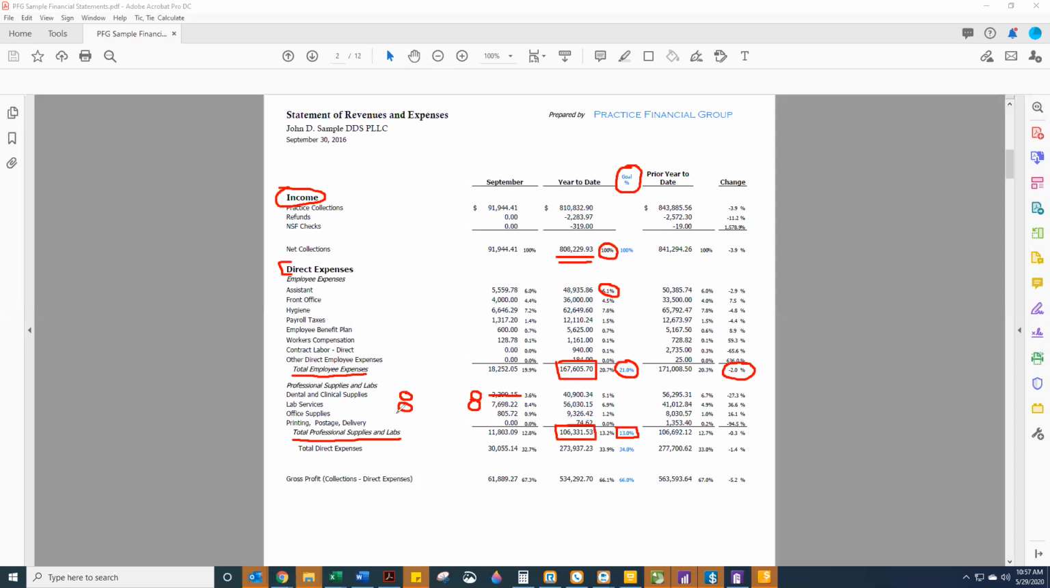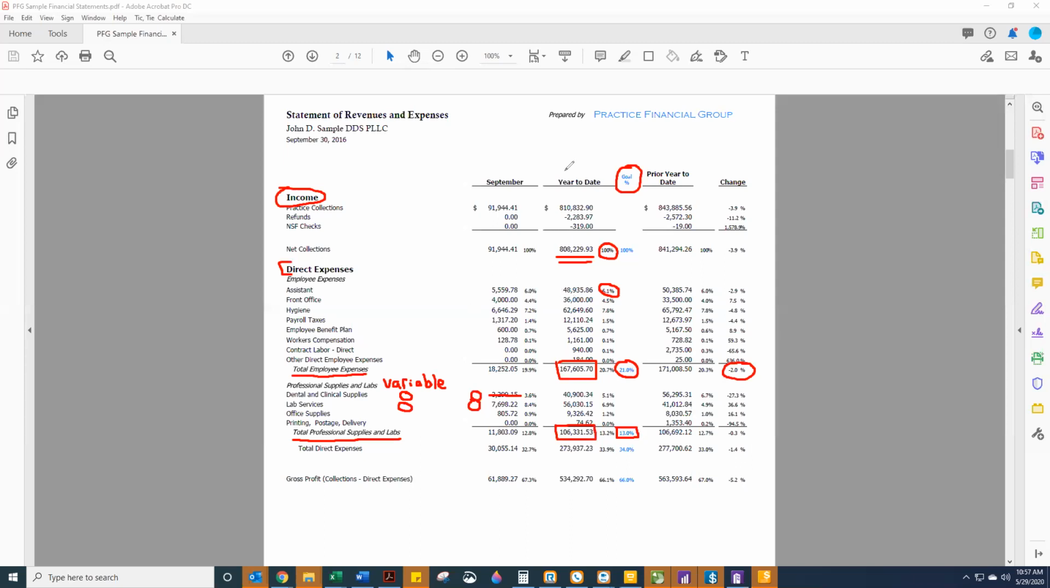So very important to understand, these are your variable costs. Your employee costs are directly related to you seeing patients still, but even if you had no patients that day, you still probably paid your hygienist to be there ready to see patients, your front office, your assistant, etc.